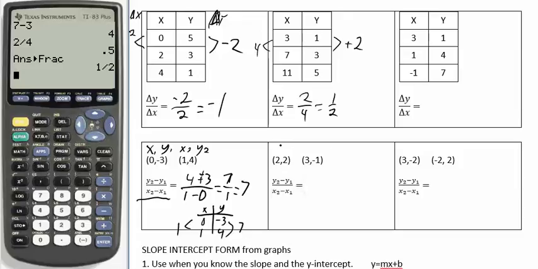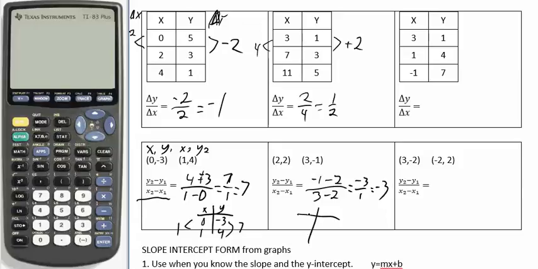All right, so this one, x1, y1, x2, y2. So we do change in y, so negative 1 minus 2 over 3 minus 2. Negative 3 over 1 equals negative 3. Again, you could just put this in a table and do it from the table if you're more comfortable with that. 2, 2, and 3, negative 1. That's negative 3, positive 1. So negative 3 over 1.